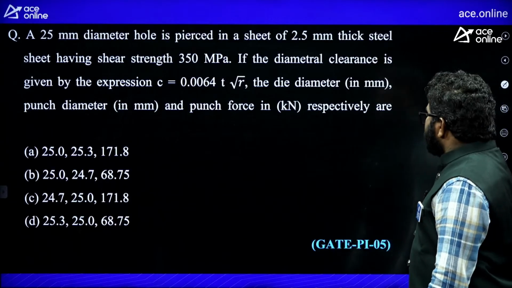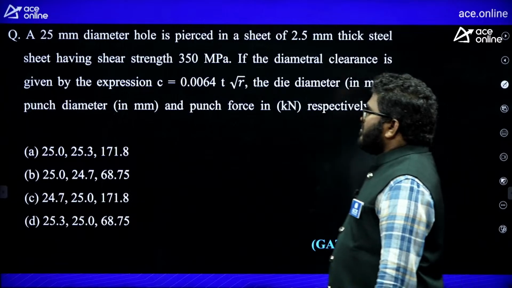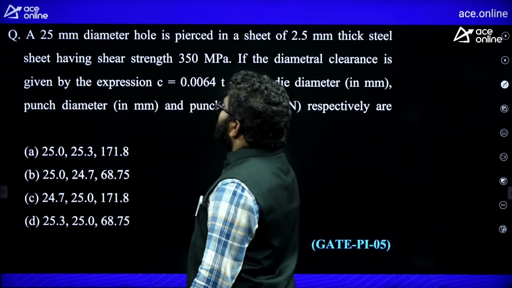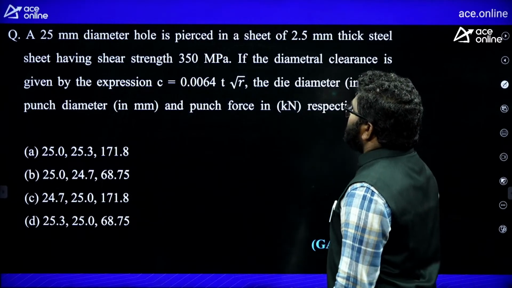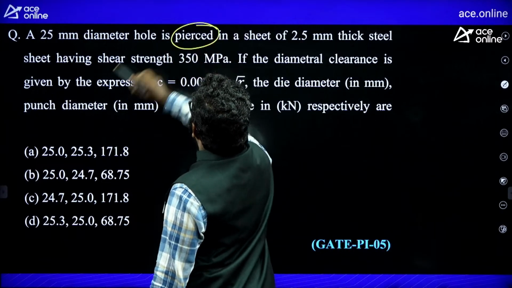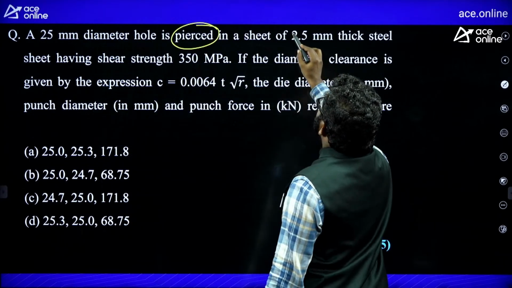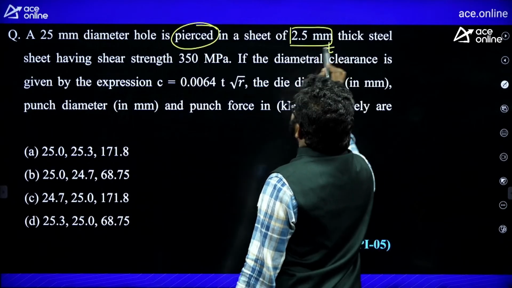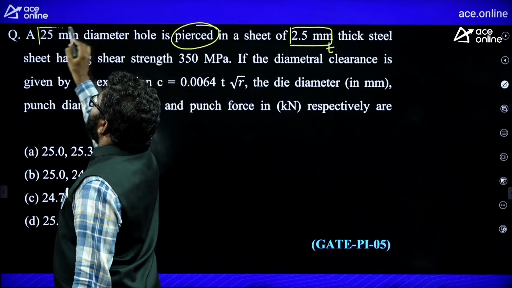Right. Next, another question. This is a GATE question, directly I am giving. Now see here, a 25 mm diameter hole is pierced. Piercing is nothing but punching. In a sheet of thickness 2.5 mm, sheet thickness 2.5 mm, diameter is given 25 mm.